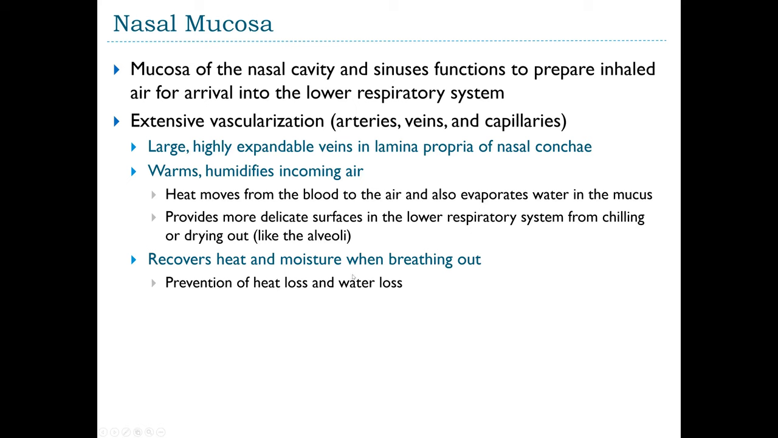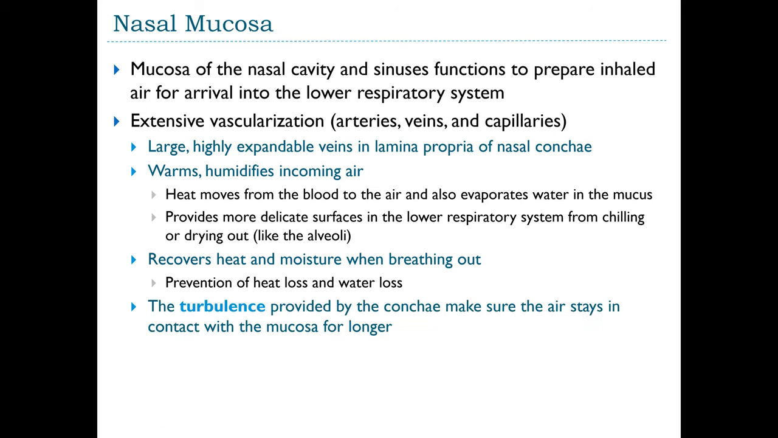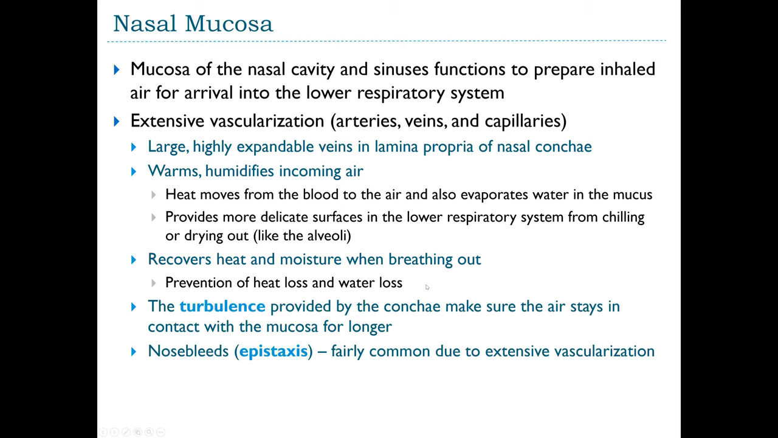So again, the purpose of the mucosa in the nose is to warm and humidify incoming air, and then to prevent heat loss and water loss from air that you are exhaling or breathing out. And as I mentioned, the turbulence provided by the conchae makes sure that the air stays in contact with the mucosa for longer, so that you do have time to do these two processes. A nosebleed, which is called an epistaxis, is actually fairly common due to the extensive vascularization in the nose. And again, the extensive vascularization is to have the extra blood flow close to the surface of the mucosa in the nose so that we can have this heat and water exchange both ways.